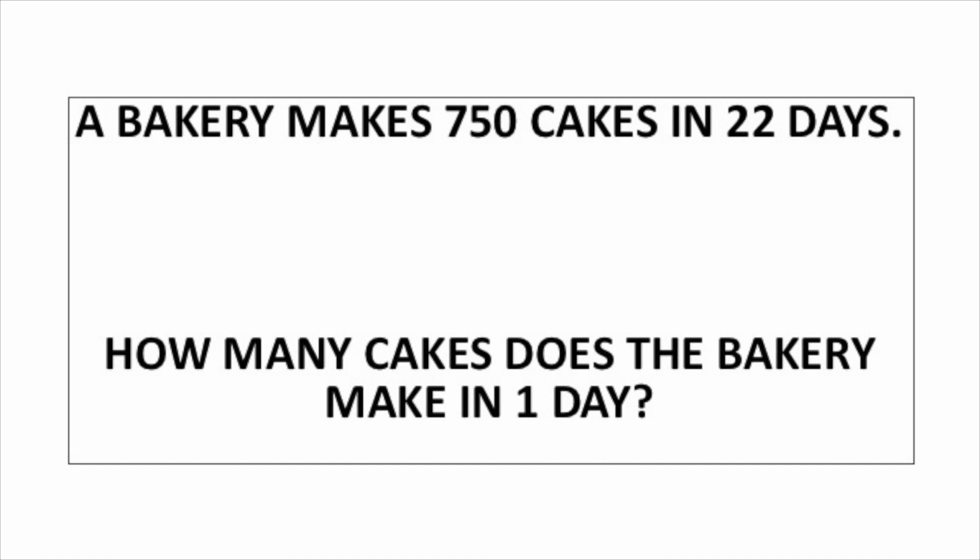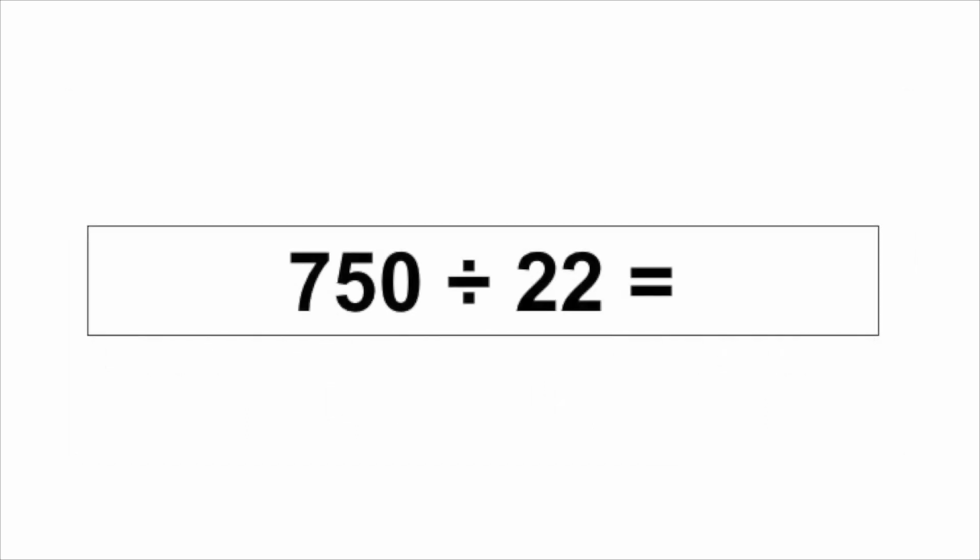750. And then how many days? 22. So our division problem is 750 divided by 22. So we can organize by doing our division table.